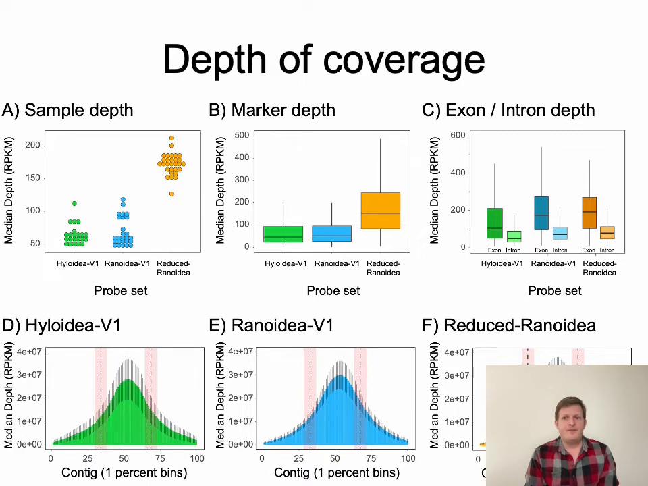And in C, the exons and introns are compared, where the exons generally have a greater depth than the introns, likely because the exons are actually targeted and the introns are incidental capture. In the bottom row, depth is plotted across the length of the contig on the x-axis with the median depth on the y, showing overall higher depth for each bin in Reduced-Ranoidea, which looks like the video is covering, but it's higher.